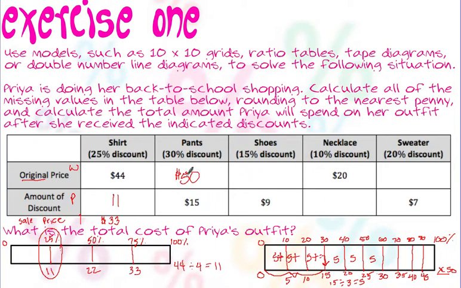All right, so now the reason I need that original price is because I want to know how much, again, this is the discount. This isn't how much she paid for the pants. This is the percentage off. This is what we have to subtract from the original.